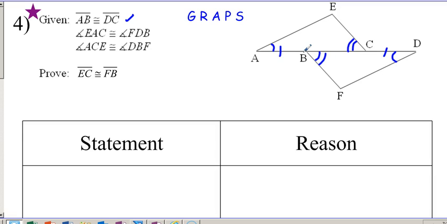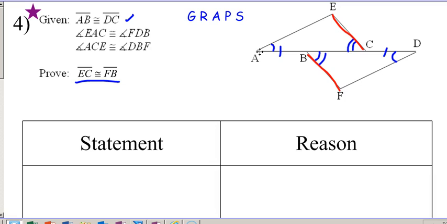We need to prove that EC is congruent to FB. That's this segment here. Those are parts of the two triangles, which means we're going to want to prove that the two triangles are congruent and then state that EC is congruent to FB by corresponding parts of congruent triangles are congruent.